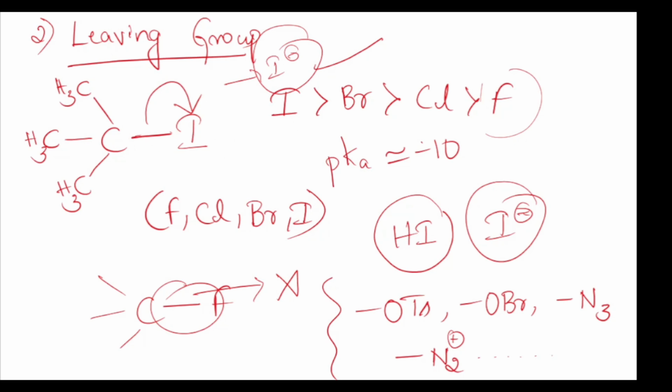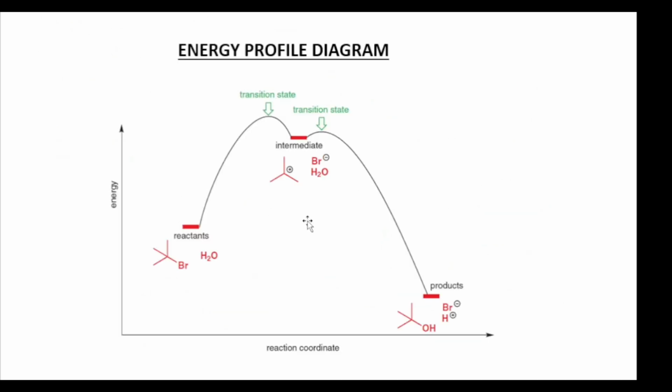Now, I will start with the energy profile diagram. The energy profile diagram for an SN1 reaction will look something like this. Here are the reactants. When we react, we will get an intermediate over here, and then again it gives the product. Here we can observe two transition states: transition state 1 and transition state 2.